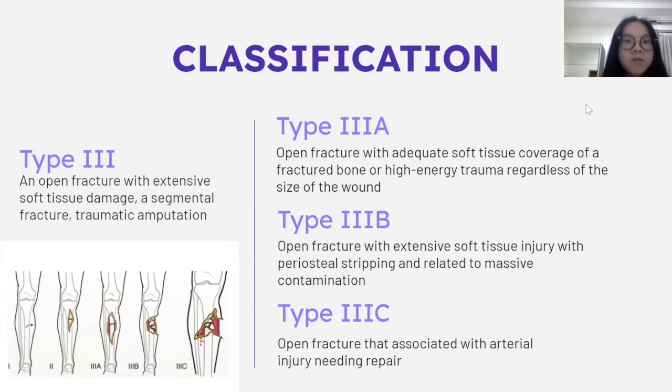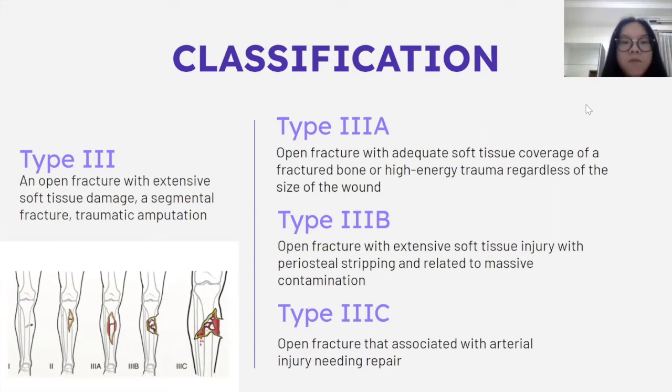So next I will explain about the type 3 open fractures. Type 3 is classified as either an open fracture with extensive soft tissue damage or a segmental fracture or traumatic amputation. In type 3, there are special categories such as gunshot injuries, any open fracture due to farm injury, and any open fracture accompanied by vascular injury needing repair. Based on the severity of the soft tissue injury, requirement for vascular reconstruction, and worsening prognosis, type 3 is subclassified into type 3A, 3B, and 3C.